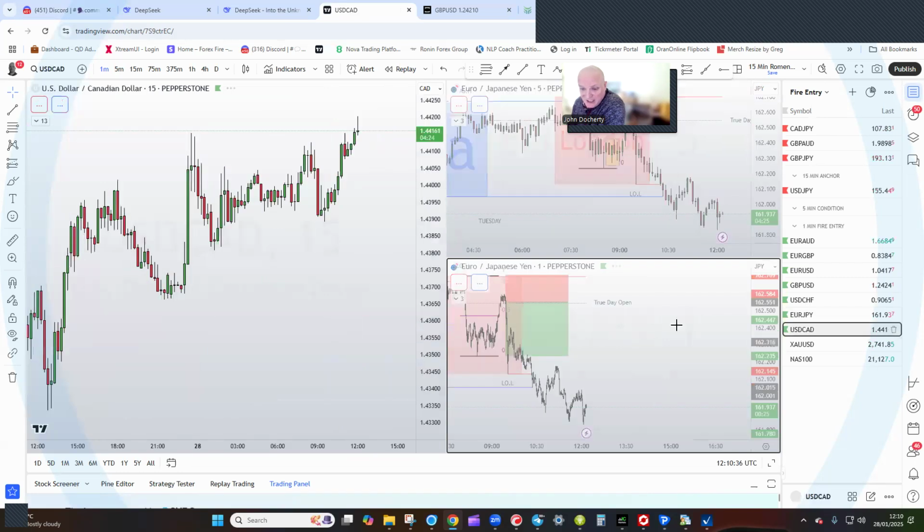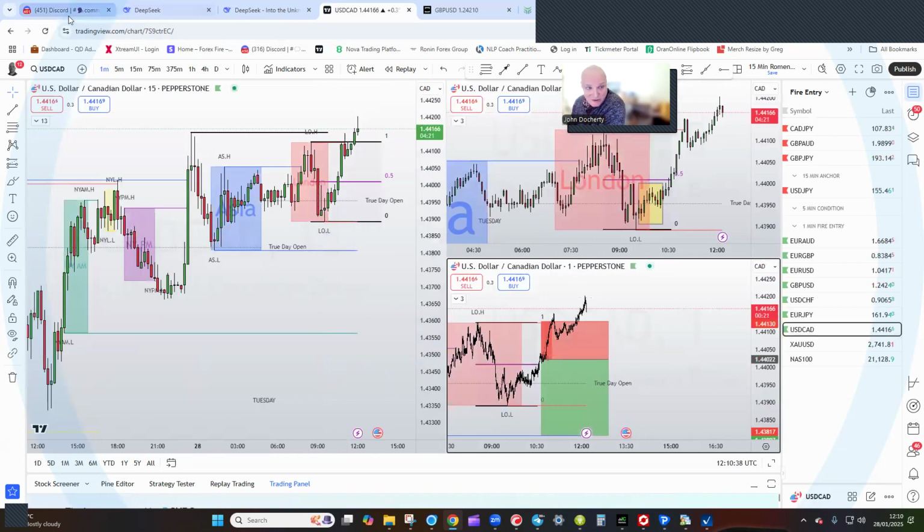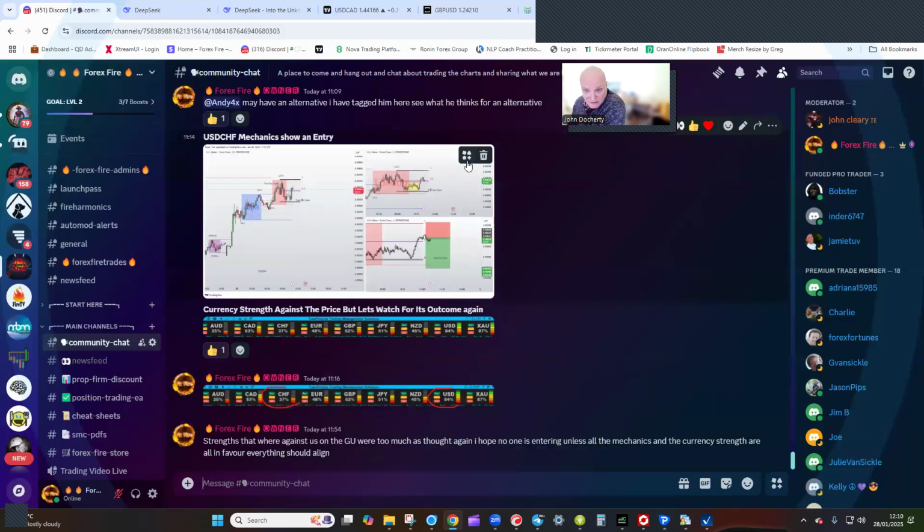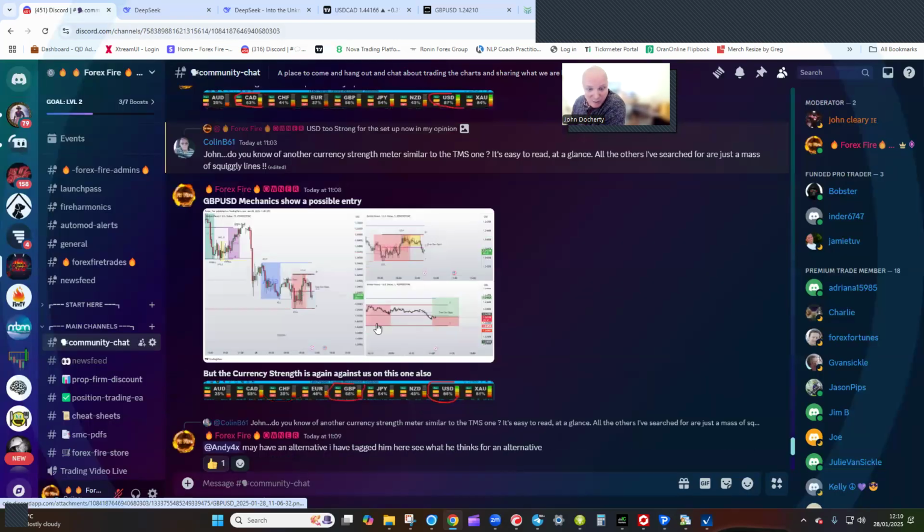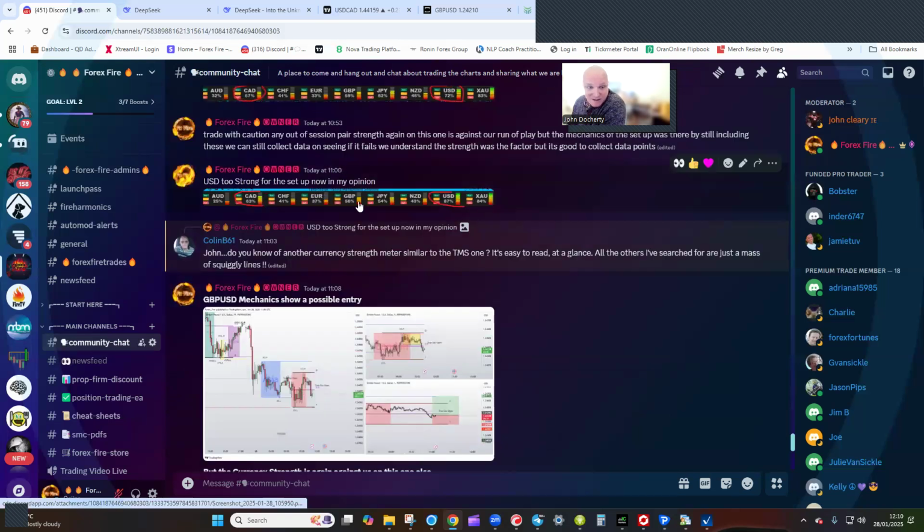And the USD CAD, again, strength was against us. And just to verify that one, mechanics was showing a setup, but the USD CAD, we can see here, 87% USD, CAD 63%. So I'm going to end there, guys.